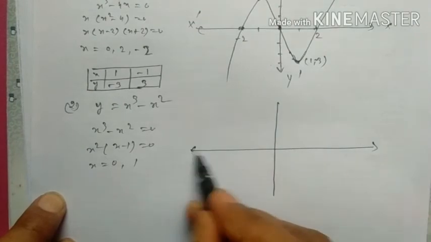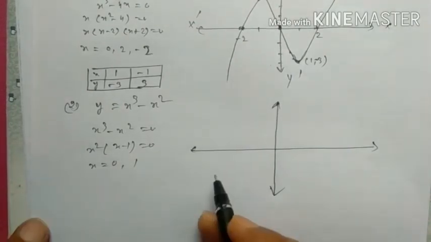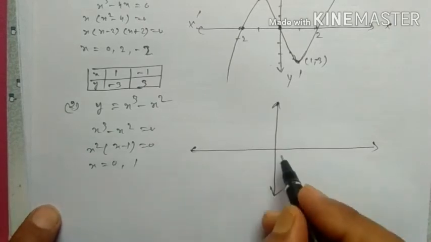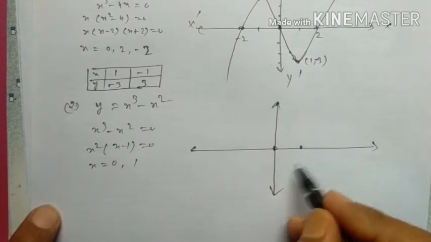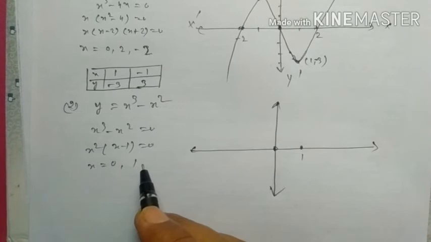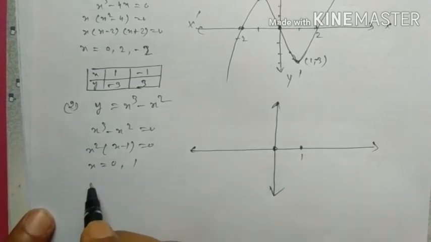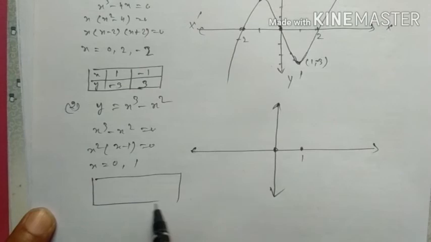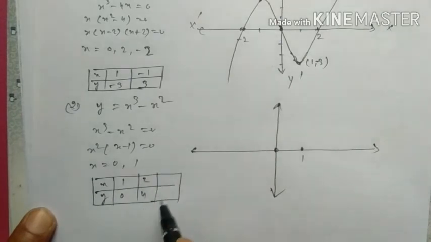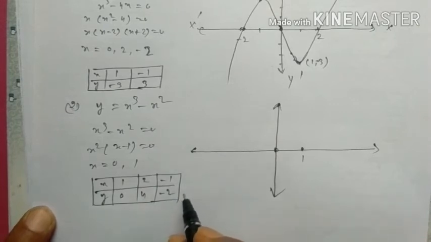Now draw its graph. You will see that there are 2 roots, 0 and 1. Take some points for x and y. x equal to 1, y equal to 0; x equal to 2, y equal to 4; x equal to -1, y equal to -2, and so many points you can take.